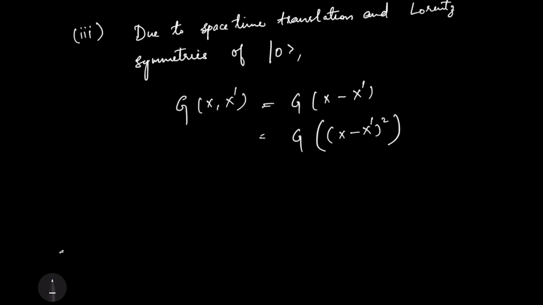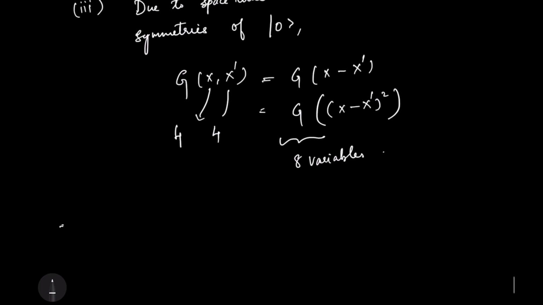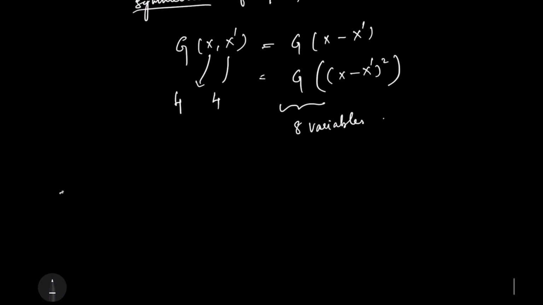So x and x prime have 4 components. x has 4 components, right? x prime also has 4 components. Therefore, naively we expect G to have 8 variables. But this third property says that under some symmetries, space-time translation and Lorentz symmetry, G is a function of only a single variable. What is that single variable? That is the distance between the two points.